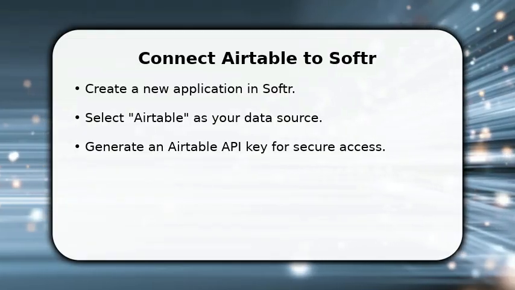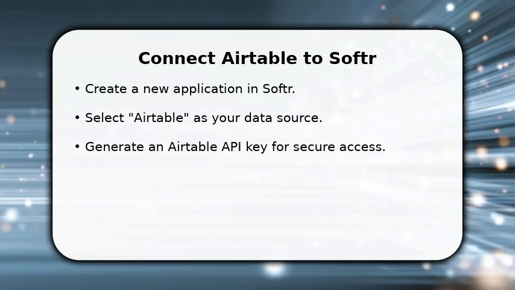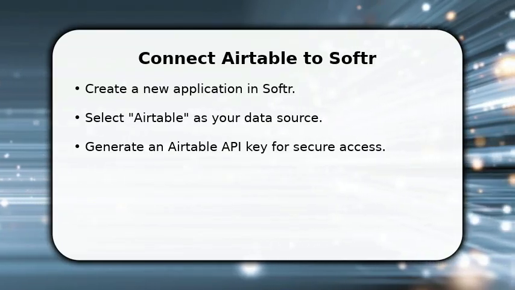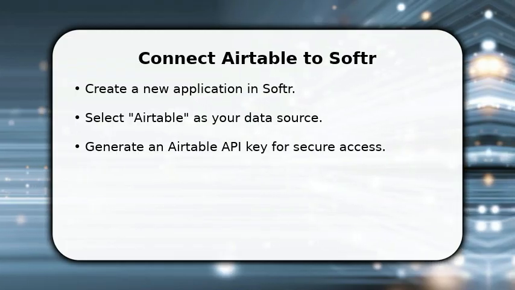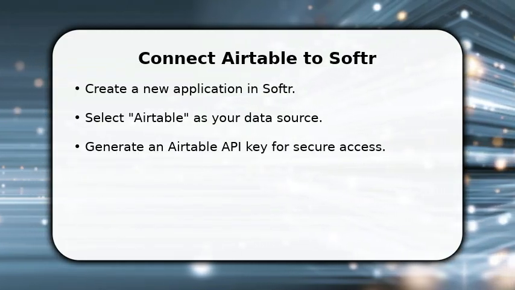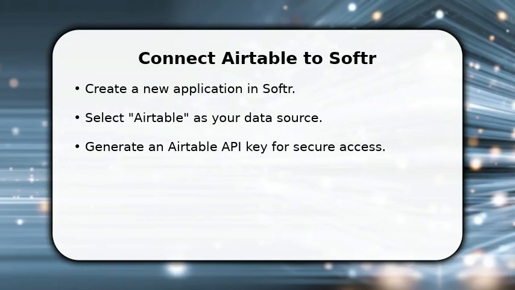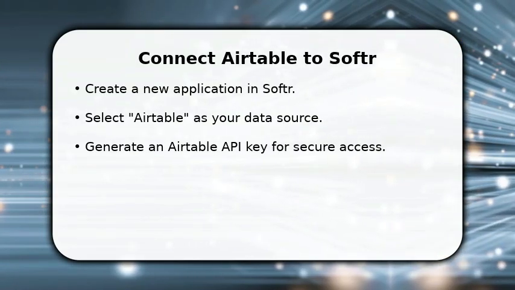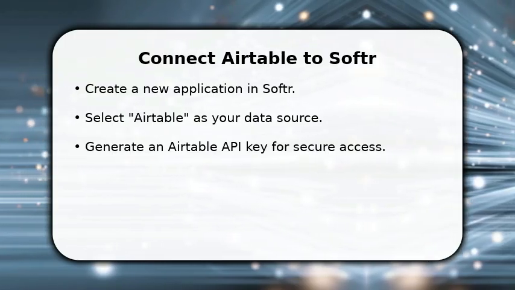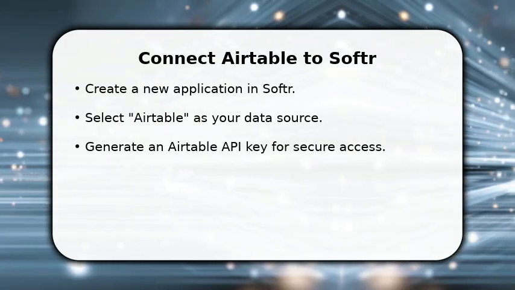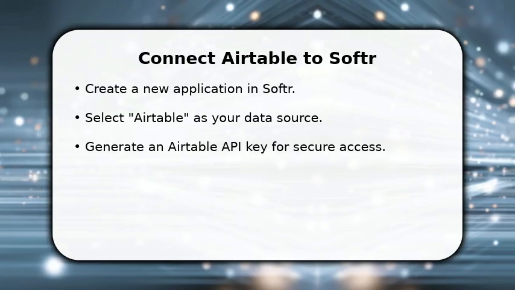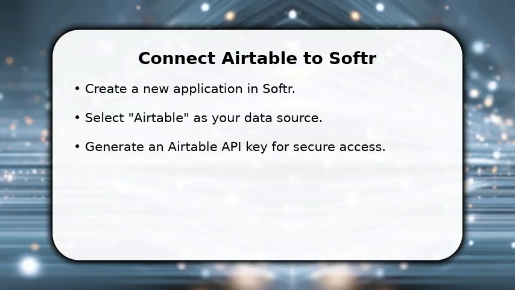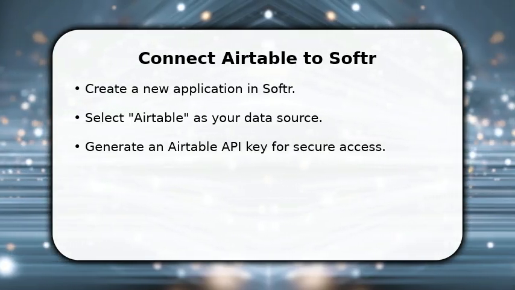In this video, I will show how to connect Airtable to Softr. First, log into your Softr account and create a brand new application. When prompted, choose Airtable as your primary data source. Next, you'll need to generate an API key from your Airtable account settings. This key ensures a secure connection. Finally, locate and copy your specific Airtable base ID, which is crucial for linking your data.